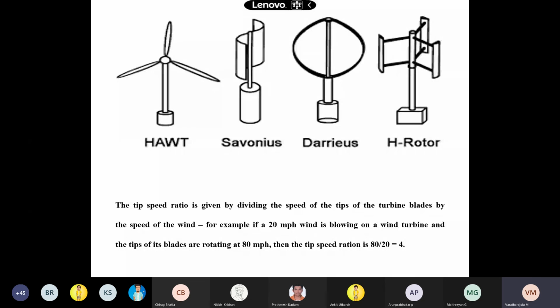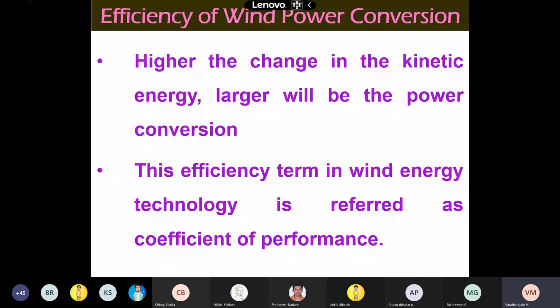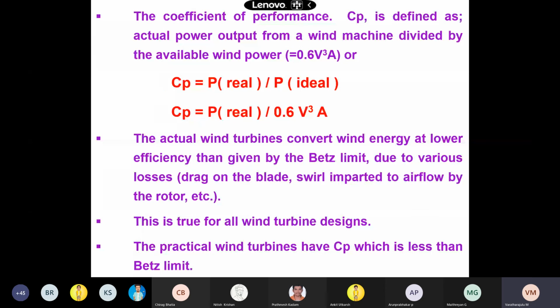And this efficiency term in wind energy technology is referred to as the coefficient of performance. The coefficient of performance is an important measure, that is CP, which is defined as the ratio of the actual power output from a wind machine divided by the available wind power, that is the real wind power by the calculated one. And the actual wind turbine converts wind energy at lower efficiency than given by the Betz limit.